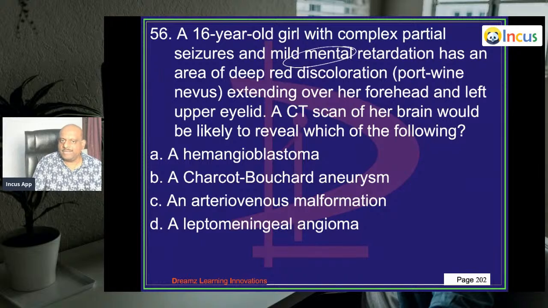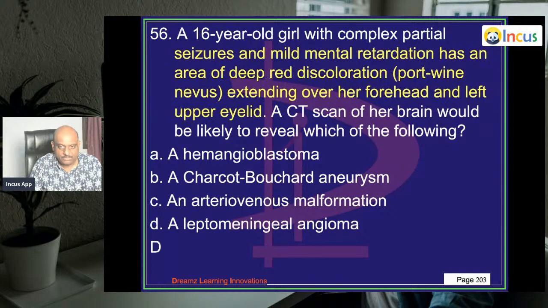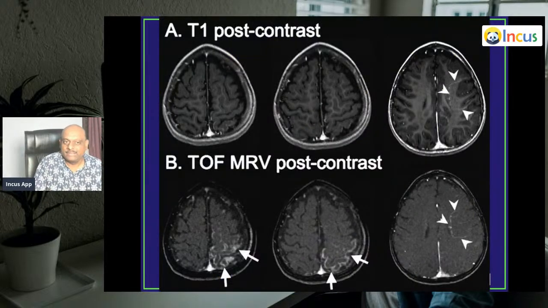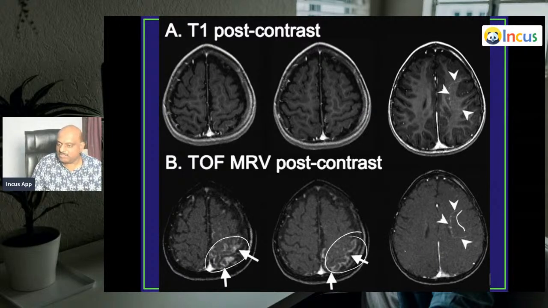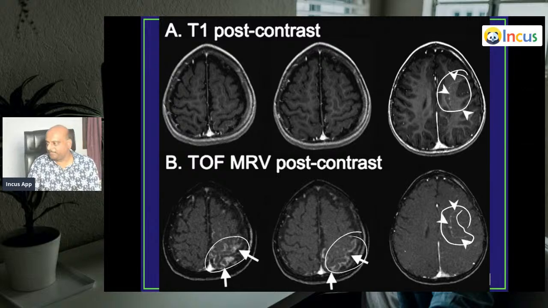Mild mental retardation, deep red discoloration, port wine nevus, where does it occur? It occurs in Sturge-Weber syndrome. So they will have a leptomeningeal angioma. So this is MR venography post contrast. You can see the presence of the angioma. So this is the T1 post contrast is what you are able to see.